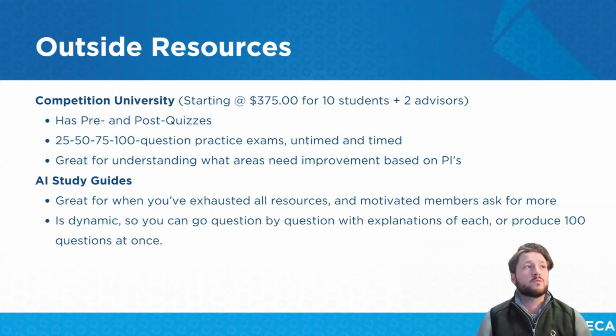Competition University, I think this is one of the strongest supplementary resources available to you. Starting at $375 for 10 students and two advisors, it's not cheap, but you can get it through Shop DECA. Pre and post quizzes, you could produce quizzes at 25, 50, 75, 100 question increments. They allow you to test timed, untimed. And the best part, like DECA Plus, is they do give you that score by instructional area, which is really great for understanding what areas need improvement.